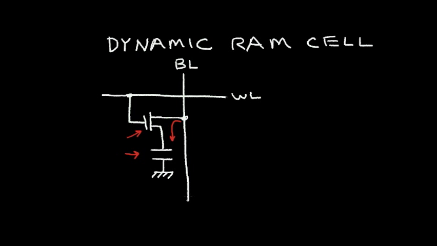Now this is very simplified and the dynamic RAM operation may have dummy lines to balance things, and be much more complicated than shown here. But this hopefully will give you some idea of the dynamic RAM cell and some idea of the static RAM cell.